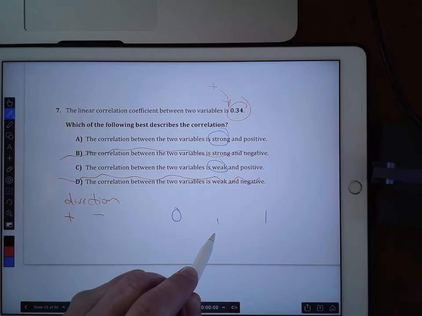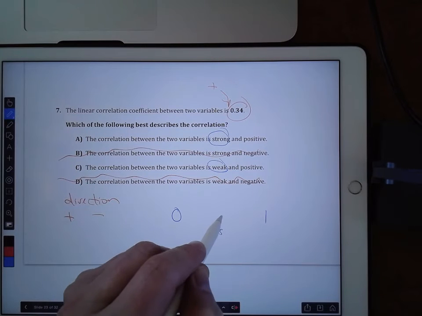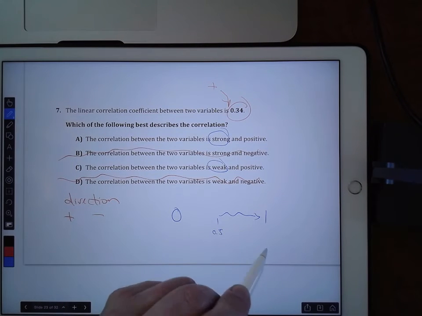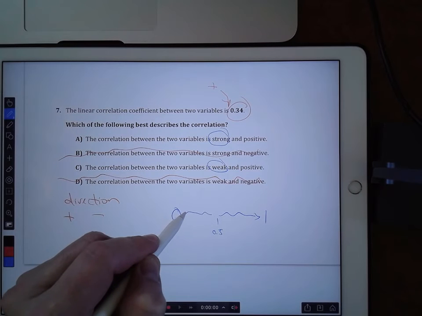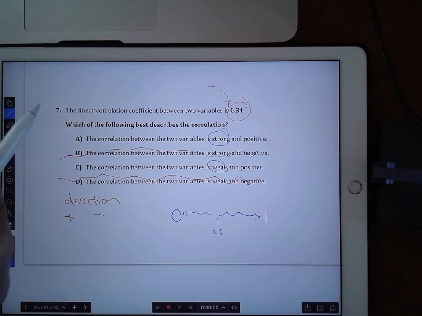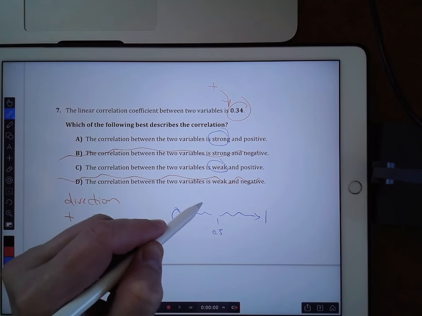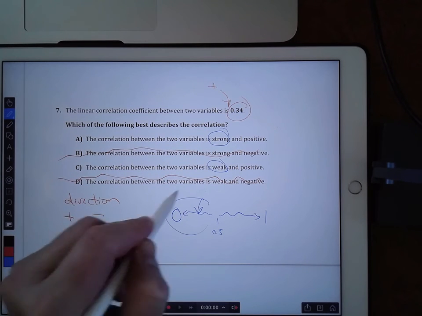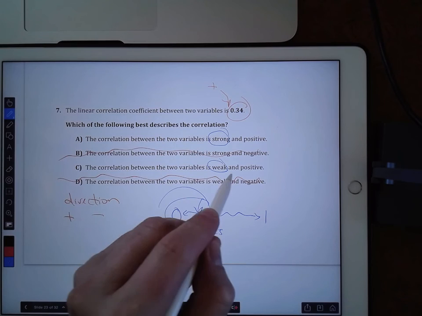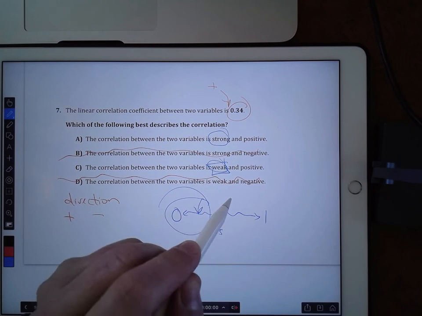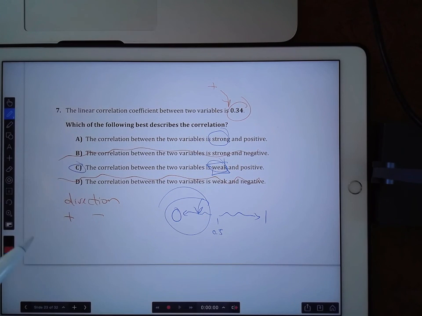And if we think of 0.5 as being in the middle, as it approaches 1 on that side, we're going to be getting stronger. And as we go from the 0.5 down to the 0, we're getting weaker. And 0.34, being less than 0.5, would fall somewhere in there, which is obviously closer to the 0, which is going to make this a weak correlation. So weak and positive, the answer is C.